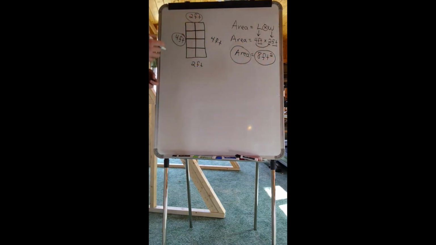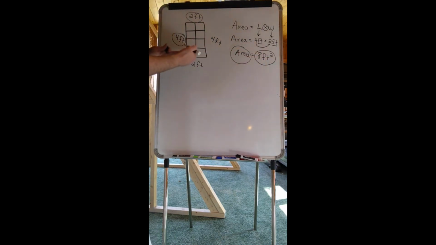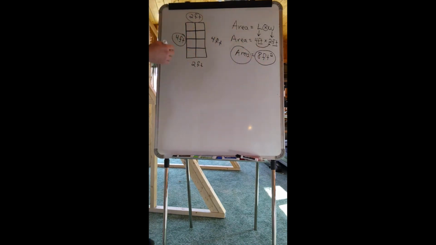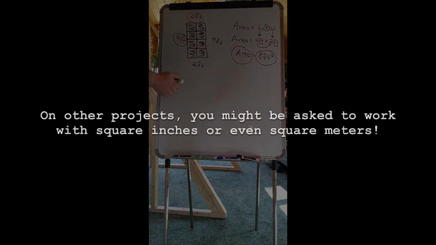Now, there's some math that will better explain why it's feet squared, but I'm just going to show you visually why our answer is 8 feet squared. So check this out. 4 multiplied by 2, we established was 8, and it's feet squared. So look, here's 1 square foot, 2 square feet, 3, 4, 5, 6, 7, 8. So 8 square feet.